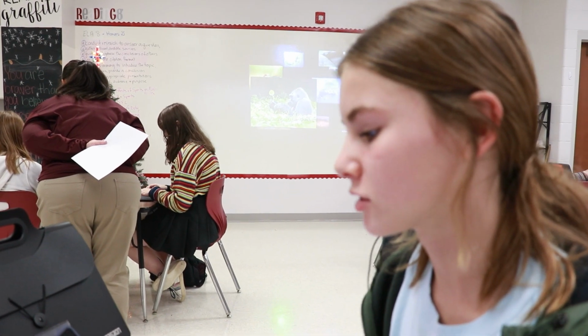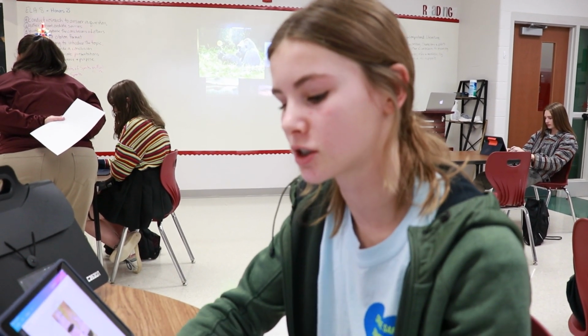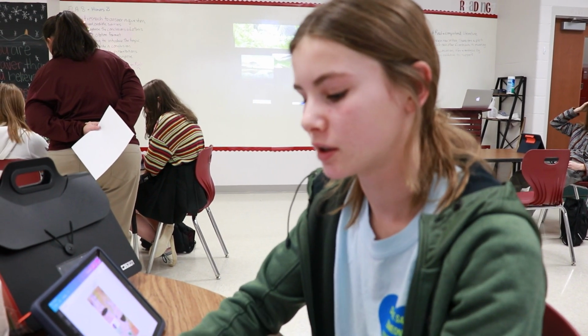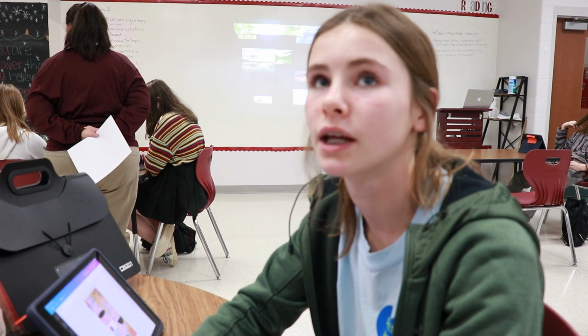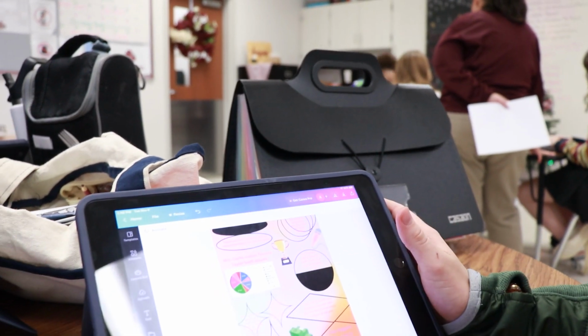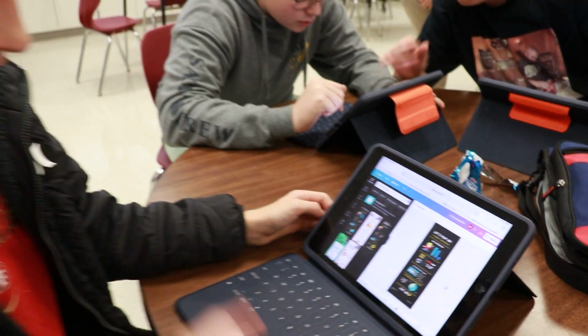I picked Taylor Swift, and we've just been working on collecting information and putting it all into an organizer so that people can read it in an organized way. Like about her albums, how much they've sold and the time span it's been sold in.